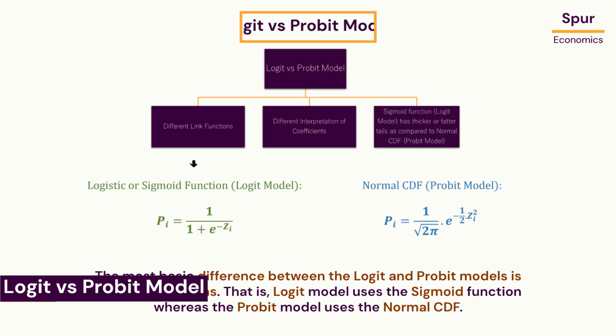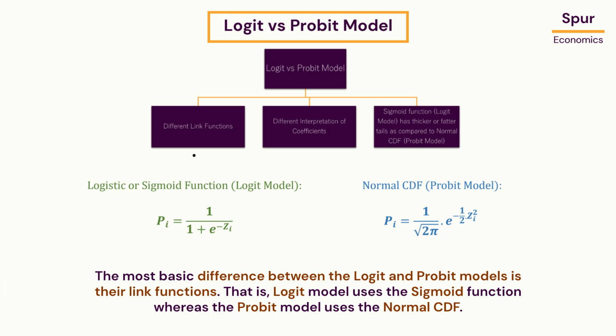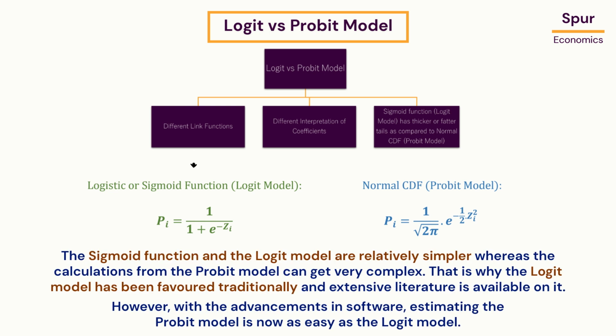The most basic difference between the Logit and Probit models is their link functions. That is, Logit model uses the sigmoid function whereas the Probit model uses the normal CDF. The sigmoid function and the Logit model are relatively simpler whereas the calculations from the Probit model can get very complex. That is why the Logit model has been favored traditionally and extensive literature is available on it. However, with the advancements in software, estimating the Probit model is now as easy as the Logit model.